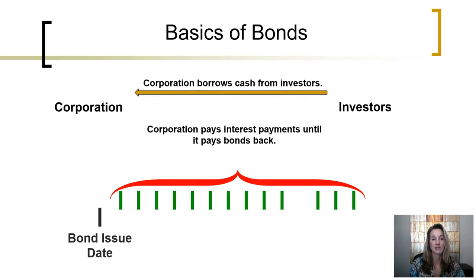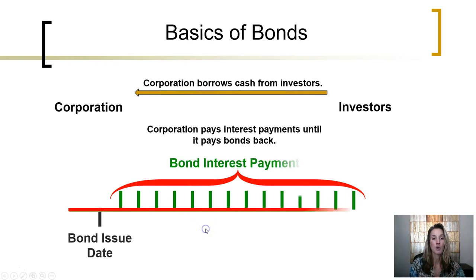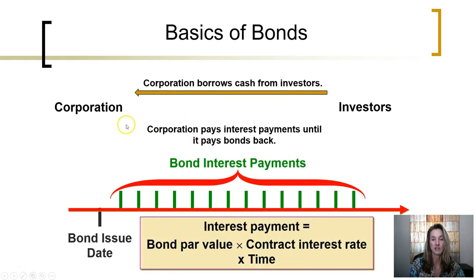The basics of bonds. On the bond issue date, a corporation receives cash from investors. Over the life of the bonds, corporations will make interest payments every 6 months, typically, until it pays the bonds back. Basically, corporations are borrowing cash from investors. When we borrow cash, we have to pay interest. Interest is the cost of borrowing money. So the company is borrowing cash, paying interest over the life of the bonds, and then when the bonds mature, they pay off the debt.